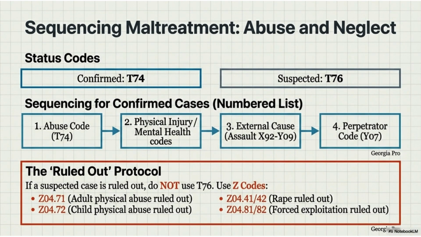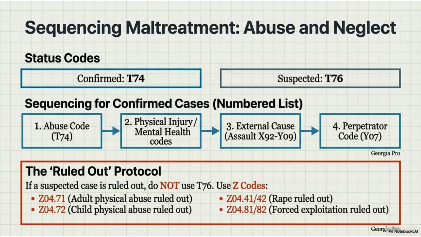When we're coding confirmed cases of abuse or neglect, there's a very intentional sequence we follow to make sure the record tells the full story. We start by assigning the abuse code, because that establishes the nature of the event. Next, we add any injuries or mental health conditions that resulted from the abuse. After that, we include the external cause code to show how the event occurred. And finally, we add the perpetrator code, which identifies who was responsible.